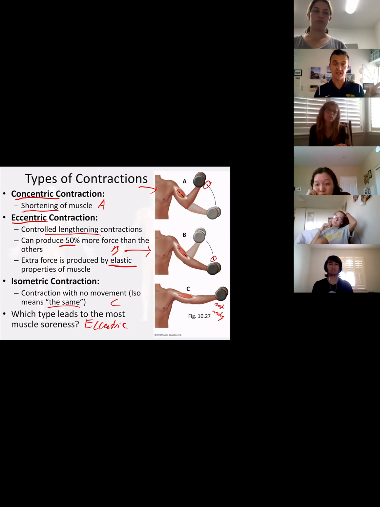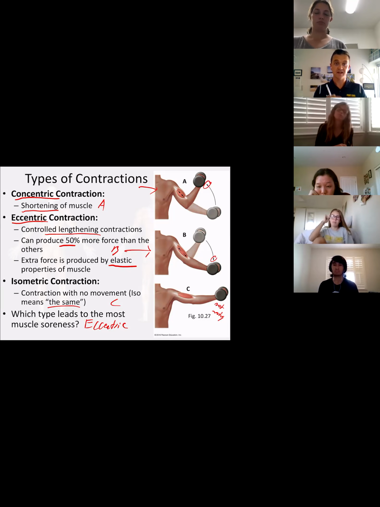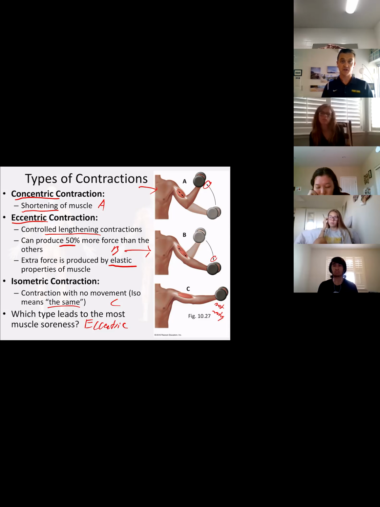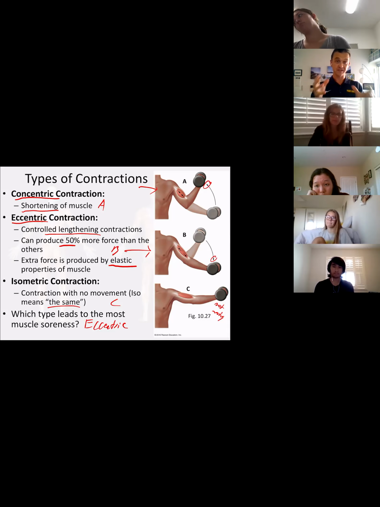So the first one, when we talked about the length tension relationship, that was 3 different positions of an isometric contraction, right? So those were 3 different isometric contractions. If we did it on the bench press, it would be one right here, and then one right there. But in all 3 of those examples with the length tension relationship we talked about at the beginning, there's no movement, okay? But in this example, we have 3 different types of contractions.